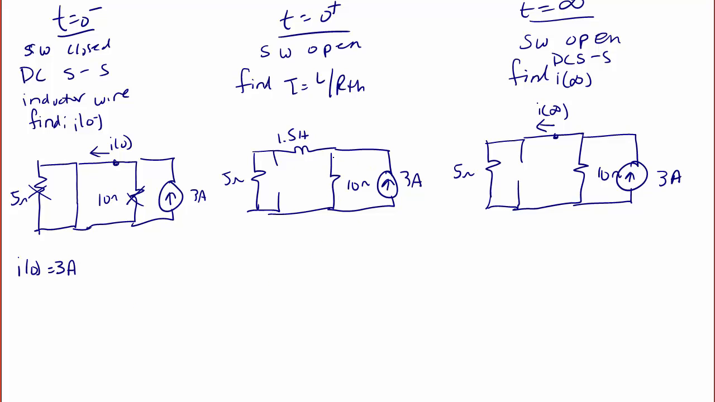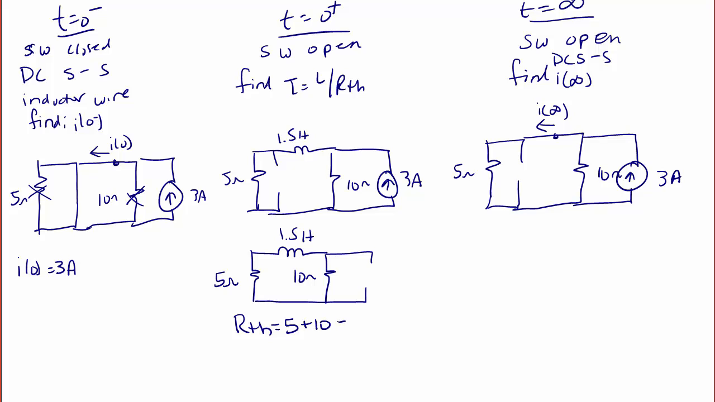For this middle circuit, I want to find the Thevenin equivalent resistance seen by the inductor. When we look for the Thevenin equivalent resistance, we always turn off any independent sources. The way that we turn off a current source is we model it as an open circuit. So I now have 5 ohms, 1.5 Henry, and 10 ohms. So you should see that the Thevenin equivalent resistance seen by the inductor is 5 plus 10, which is 15 ohms. So tau is equal to L over R Thevenin, or 1.5 over 15, which equals 0.1 seconds.